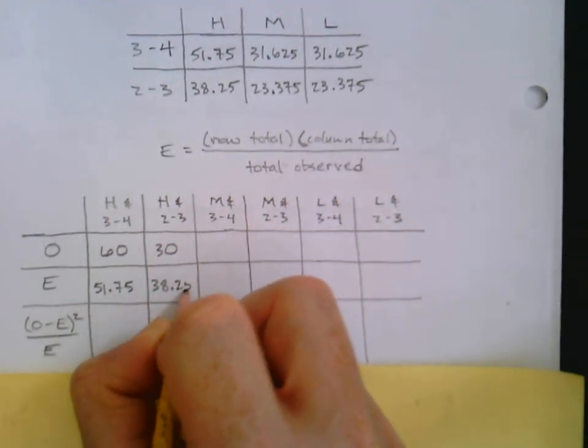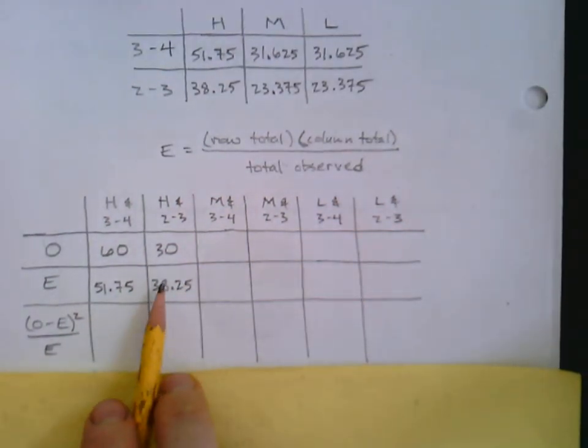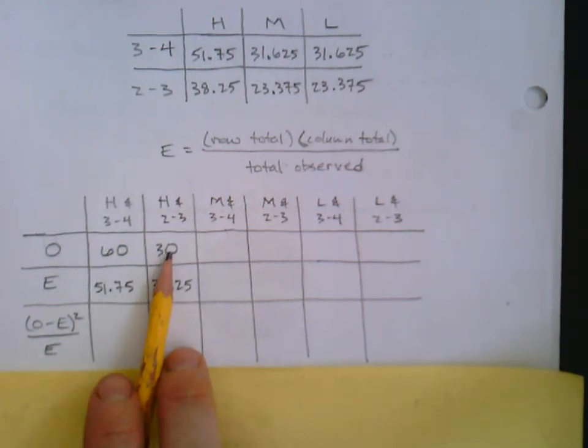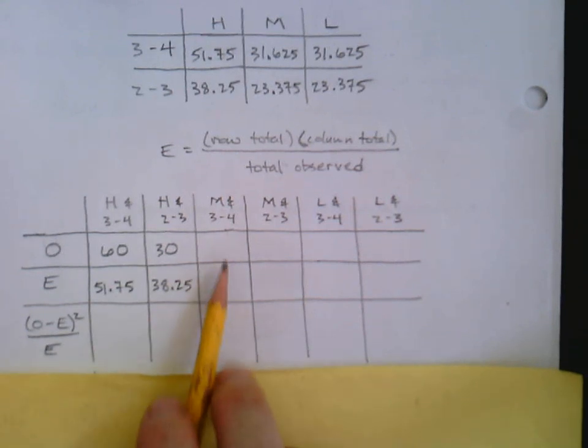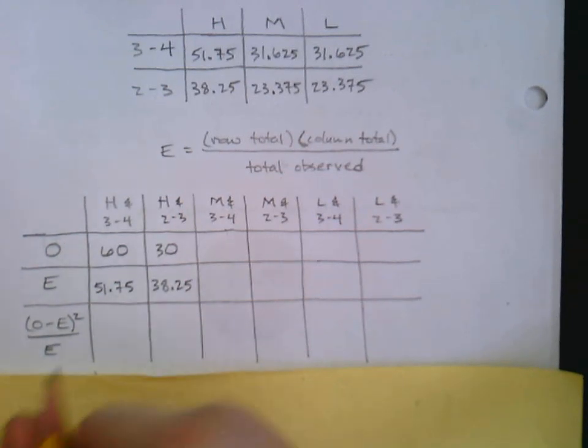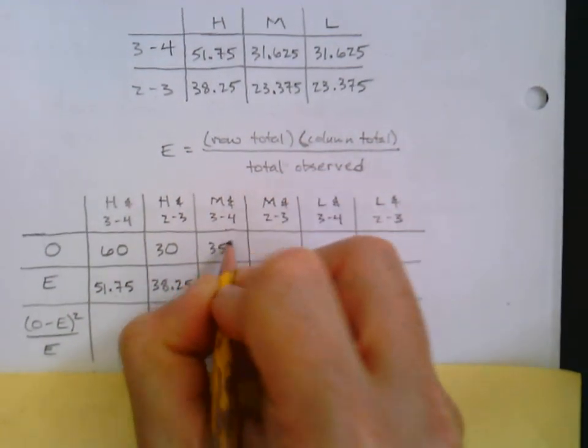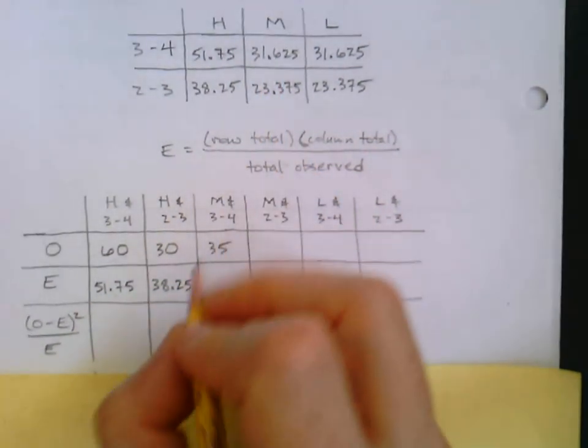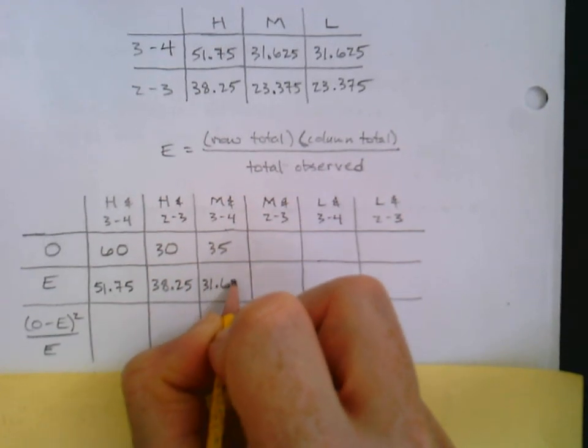38.25. If these really were independent, we would expect that number, but we got something quite a bit less. Well, let's go ahead and fill the rest in. Medium and 3 to 4 is 35. But here it says 31.625.